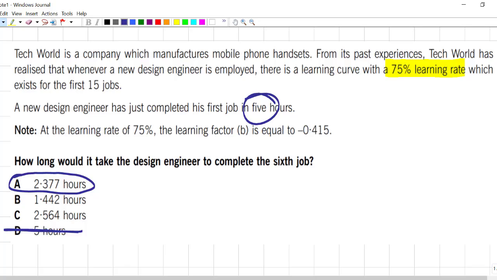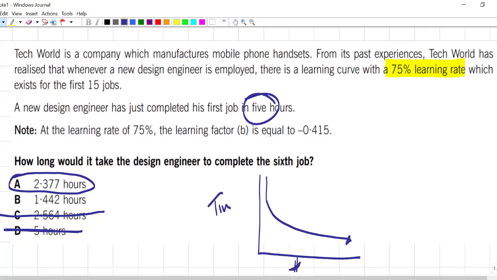So units 1, 2, and 3 are going to be bigger than the average, so it can't be C. Units 4, 5, and 6 would be lower than the average time per unit. Because remember, the time per unit is dropping, right, as we go. That's the time per unit, right? So that is becoming smaller. As the units increase, the time per unit is dropping. So B is the only possible option.